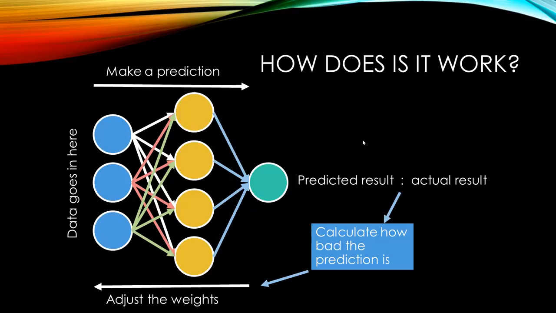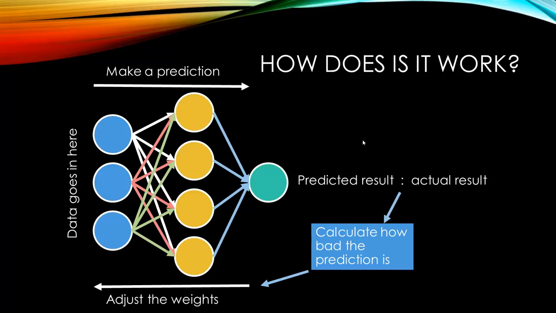We now have a new set of weights, a new set of relationships between each of these nodes in the network. We make another prediction, and we do it again. We calculate the result, and then we see how bad it is. And then we adjust the weights again. All right, but we adjust the weights based upon, did my prediction get better or worse than the previous time? So if it got better, then I adjust in that direction. If it got worse, I adjust in another direction.